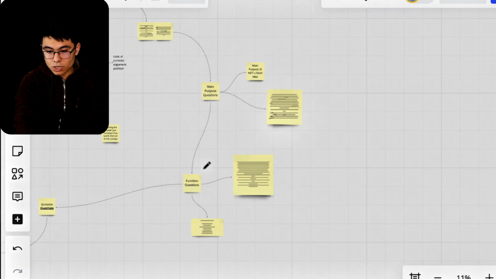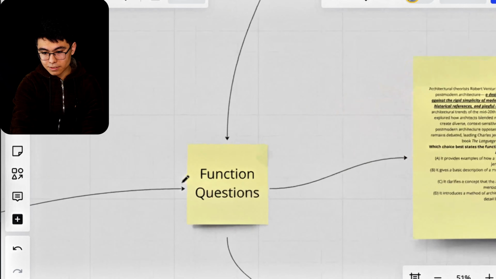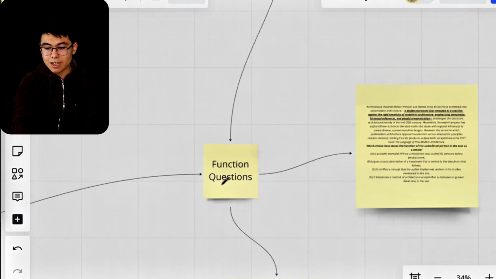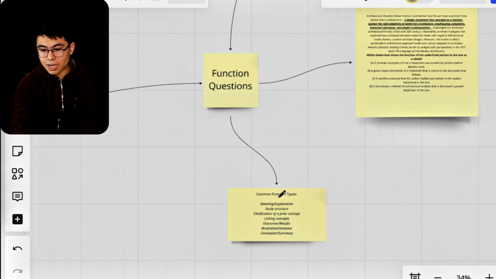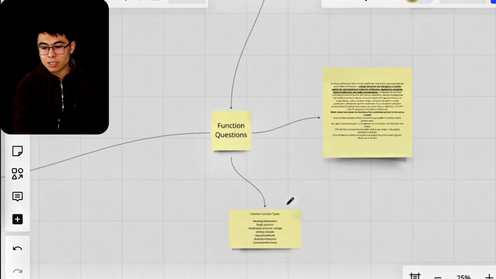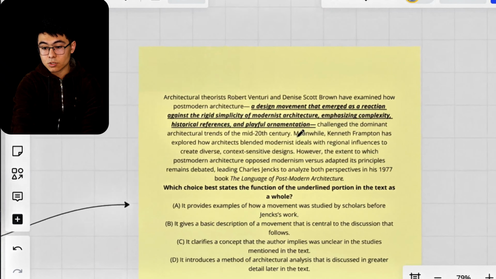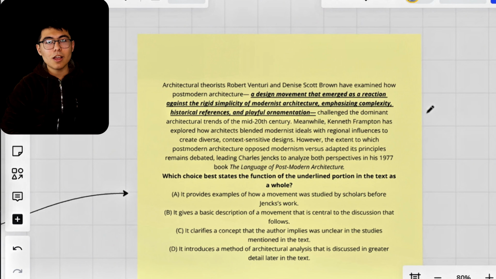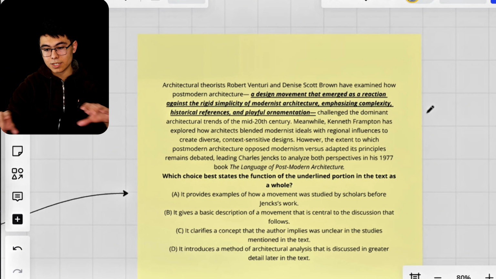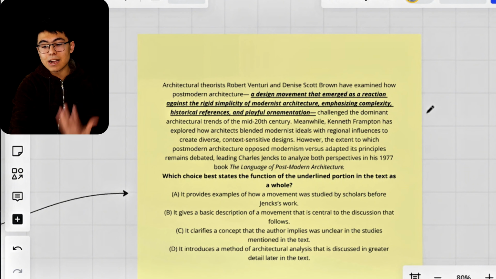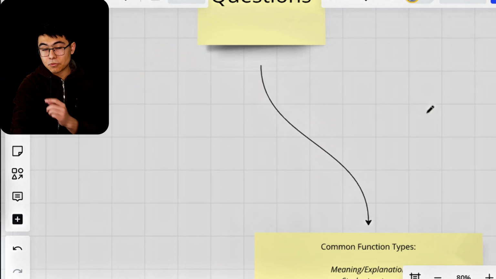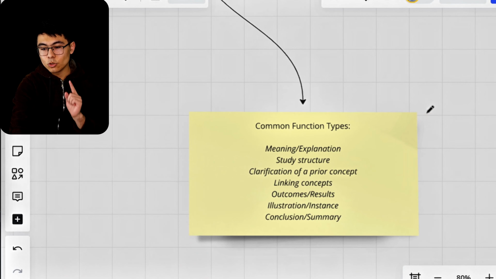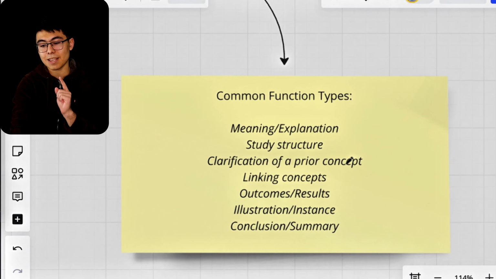And now let's move on to the next question type here, which is function questions. Let's look at this question. This is how function questions look like. There is one sentence that is underlined, and you should identify the function of that underlined portion. Before we go into that question, you need to know common function types.